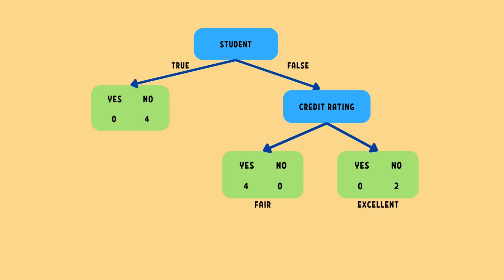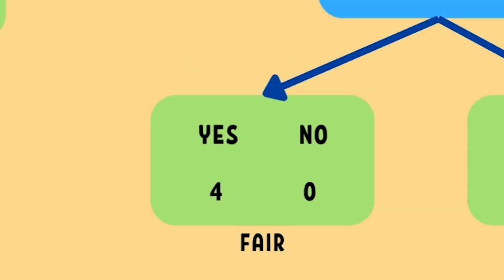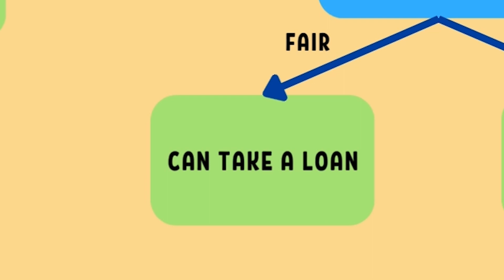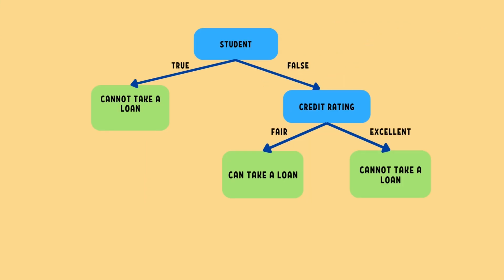In completing this tree, we need to assign output values for each leaf. The output of each leaf depends on which category has most of the votes. Since on the left leaf node, most of the votes are yes, we put an output value, allowed to take a loan. Same with the others, where most of the votes are in the no category. Then we label them not allowed to take a loan.